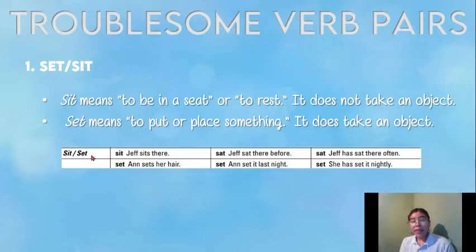Here we have the verb sit: present, sit, Jeff sits there; past, sat, Jeff sat there before; and past participle, sat, Jeff has sat there often. Then we have the verb set: Anne sets her hair; the past of set, which is set, Anne set it last night; and set in past participle, she has set it nightly. It's usually used for showing when a person combs her hair and then tidies her hair up.